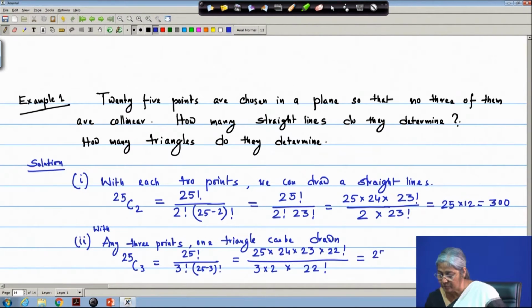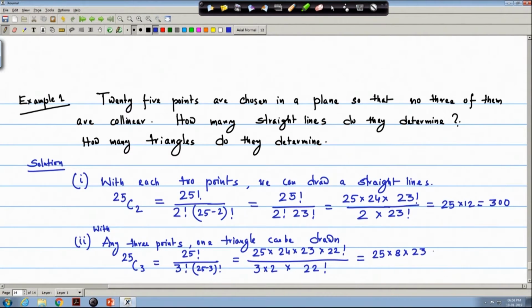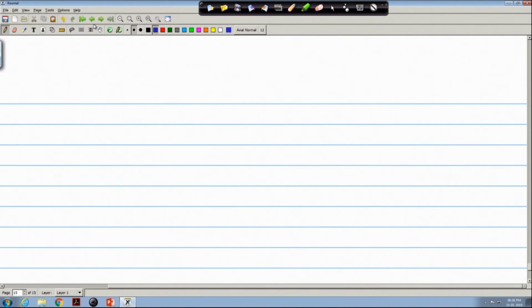So, this becomes 25 into 8 into 23, which is 4600. So, we can see how directly we can apply the formula of the combinations.